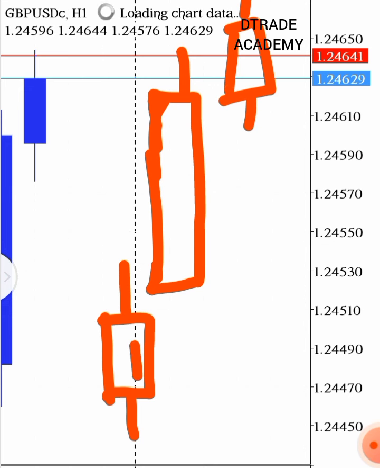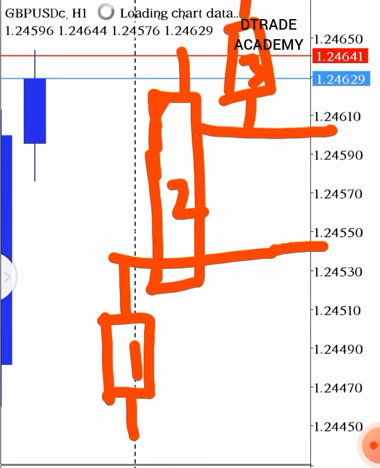This is the first candle, this is the second candle, and this is the third candle. From the first candle, look at the wick, drag it. Then drag the third candle. You can see the space. The candle wick could not overlap the second one. So this left an imbalance.